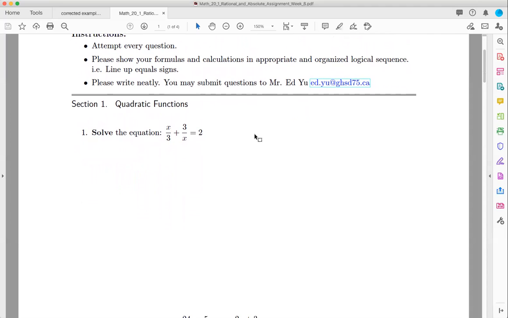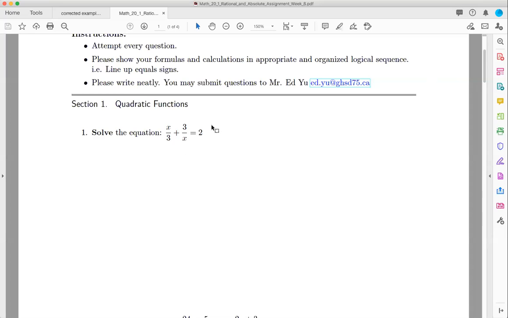So let's take a look at the first question here. We have two rational terms, and we can almost think of them as fractions. So you can think of these as fractions with x, instead of using the technical term rational expression. I might switch back and forth, but let's take a look at this.